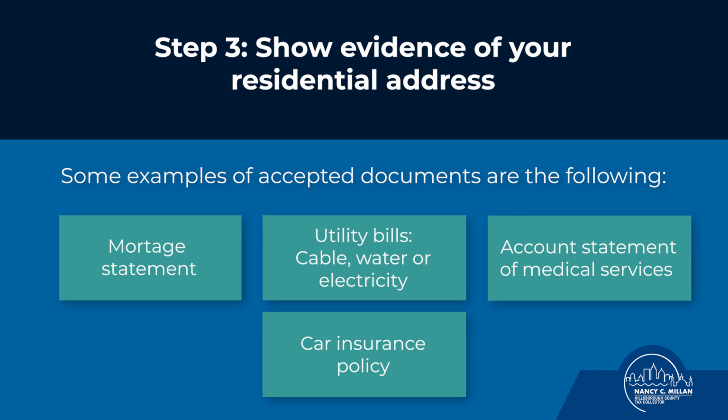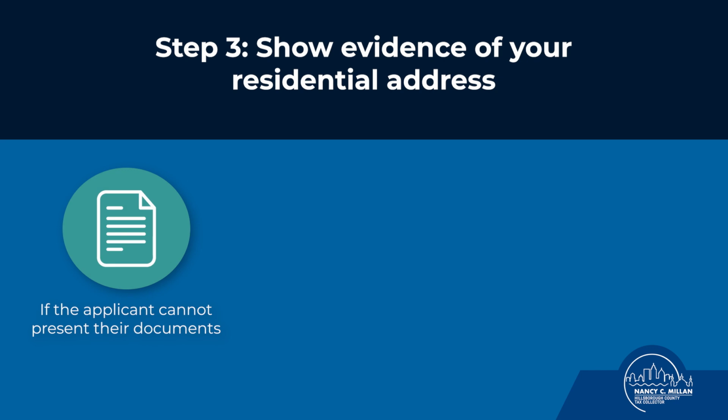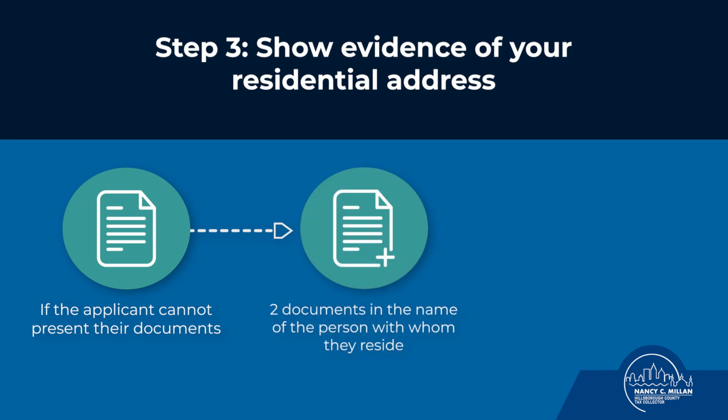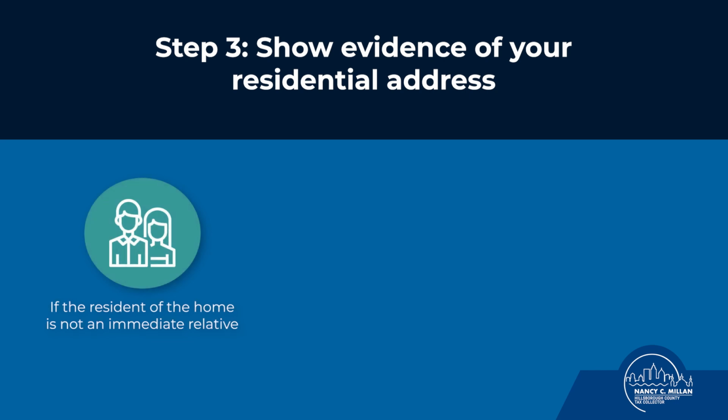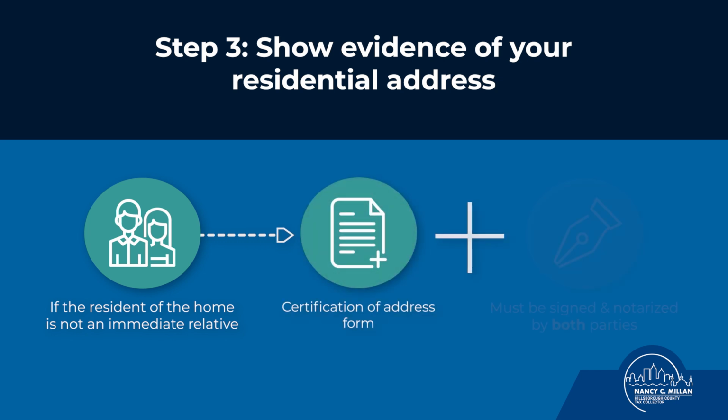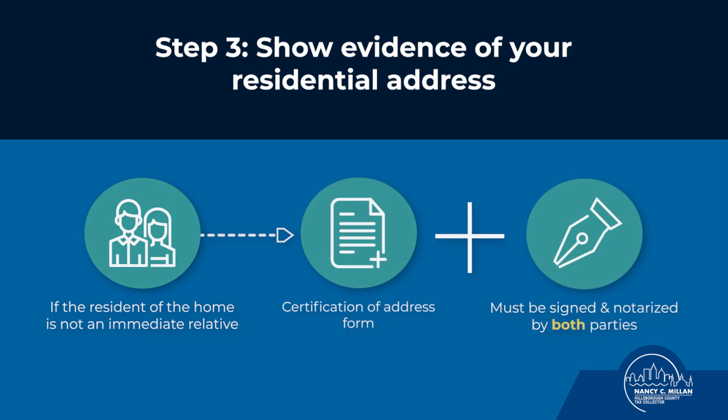For additional examples, you can consult the paper guide you were given or find them in the description section of this video. If the applicant cannot present documents showing their name and residential address, they can provide 2 documents in the name of the person with whom they reside, along with a document proving the family relationship, such as a birth or marriage certificate. If the resident of the home is not an immediate relative, the applicant can print a certification of address form, which must be signed by both parties and authenticated by a notary.